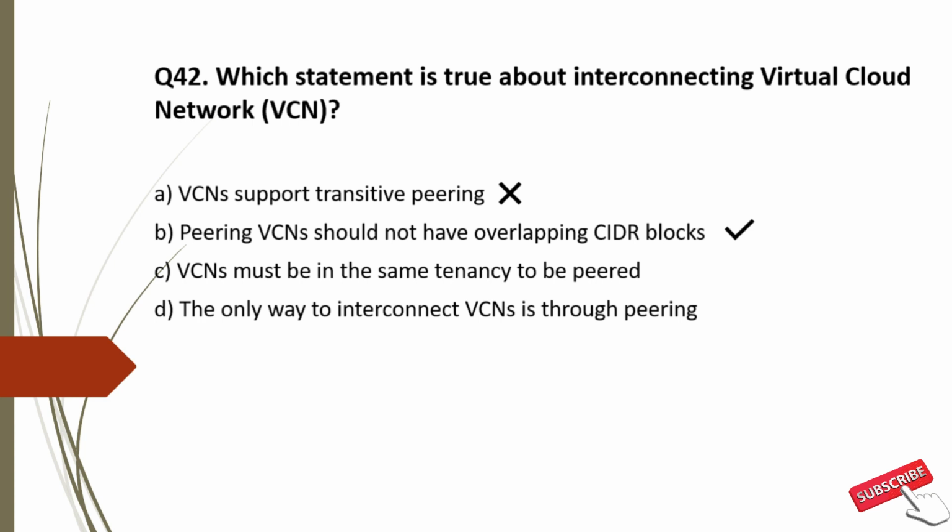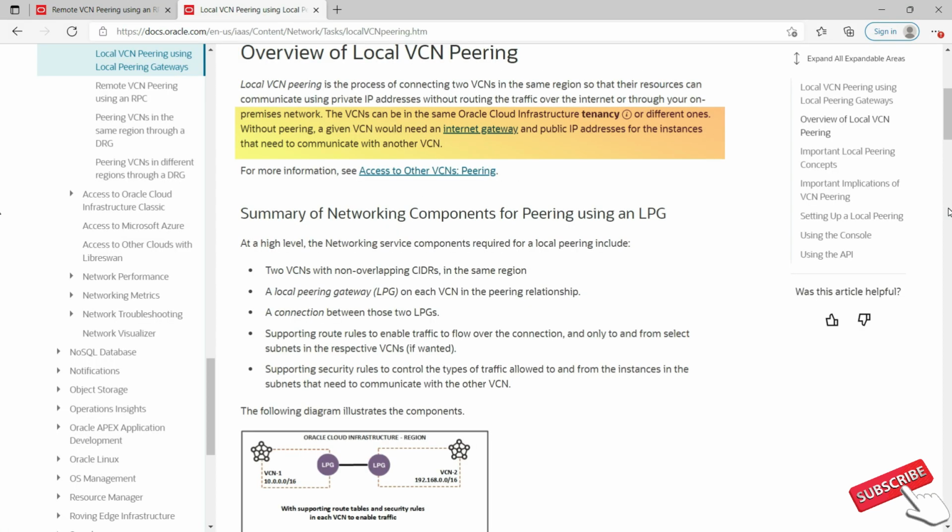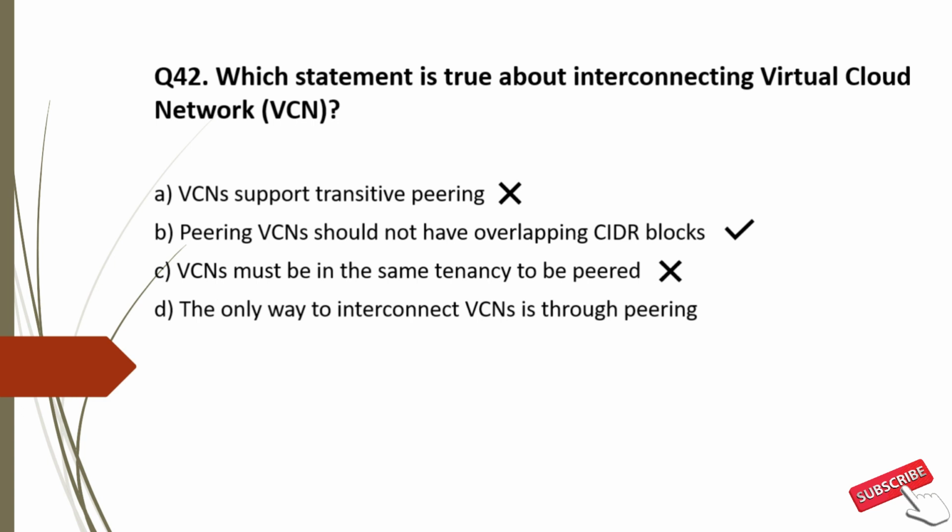Option C. VCN must be in the same tenancy to be peered. For local peering, you can have peering to a VCN in a different tenancy. So this is incorrect. As per OCI doc, the VCNs can be in the same Oracle Cloud Infrastructure tenancy or different ones. Option D. The only way to interconnect VCNs is through peering. This is incorrect. There are other ways as well. So the correct option for question 42 is option B.